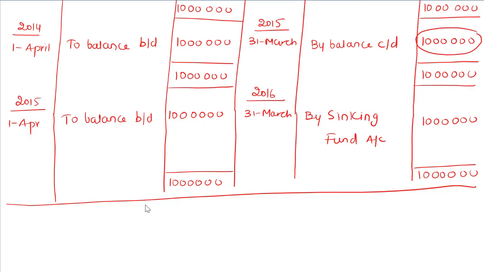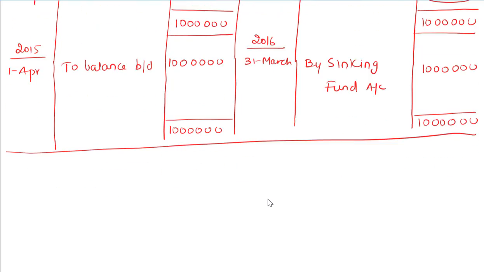I believe you understood. So over here, on 31st March 2016, it won't be by balance carried down because it is relieved now. So by sinking fund account, the entry would be sinking fund account debited to lease account. Sinking fund account debited and lease account will be credited with the amount 10 lakhs. I believe you are clear.